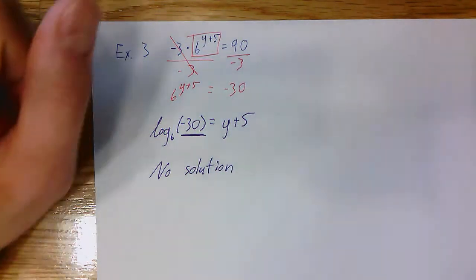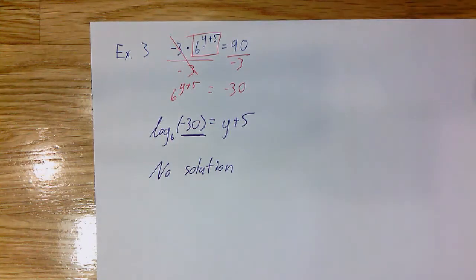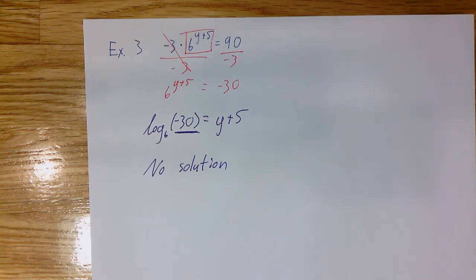All right, there you go, ladies and gentlemen. Cats and kittens, dogs and dogettes. There is your little review for solving exponential equations.